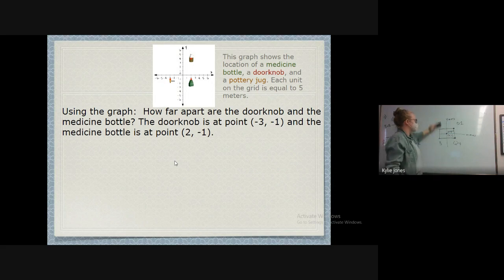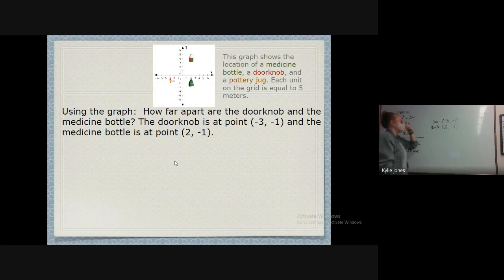I'm going to do it behind me, so if you're online, go ahead and look at my screen where I write things. We have the doorknob. I'm just going to call it door. At the points -3, -1. And we have the bottle at the points 2, -1. How could I find the distance between these two objects? What could I do? We could graph them. Do we have to graph them? No, how could I do it without graphing?